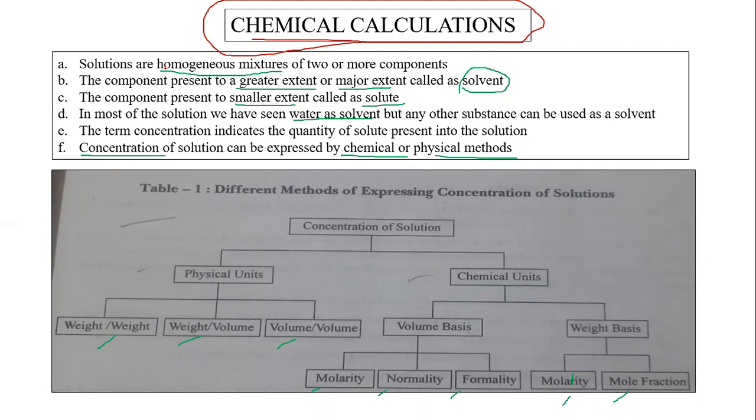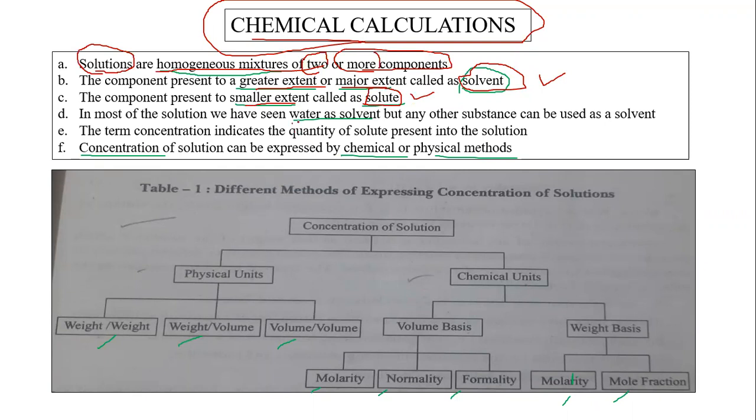So what does solution mean? First of all, we should know what a solution is. It's a homogeneous mixture of two or more components. The component which is in the greater or major extent is called the solvent, and the component which is in the smaller extent is called the solute. So solvent is in the major extent, solute is in the small extent.